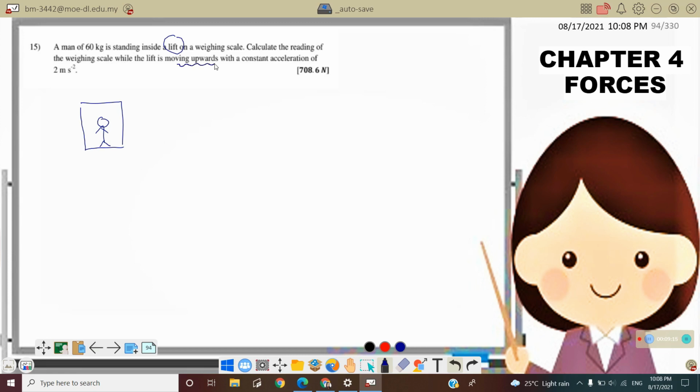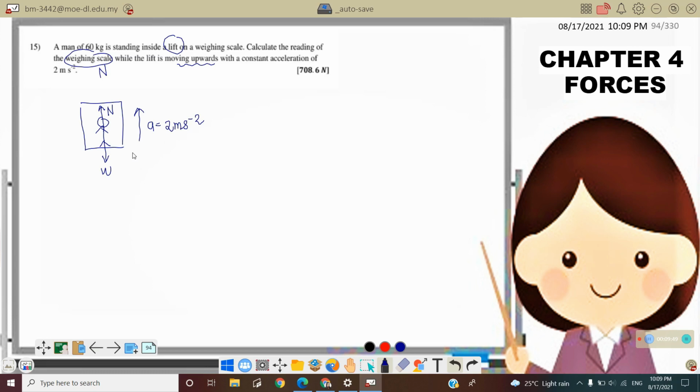Okay, so this one is very important, where the lift is moving upward with the acceleration of 2 meter per second square. So what we need to do is find what the reading is. Actually the reading of the weighing scale is referring to the normal force. For this person, it experiences a weight, and also it will experience a normal force. Normal force is the reading on the weighing scale.